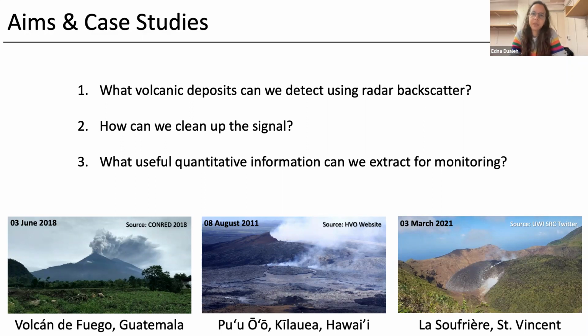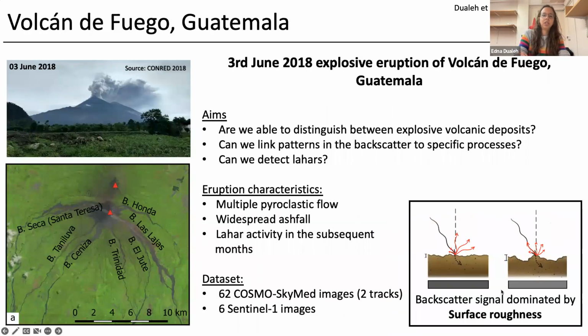So I'm going to do this by showing you 3 different case studies of 3 very different types of eruptions. The first one is the explosive eruption at Volcán de Fuego in Guatemala in 2018. The second one will be the 2010 to 2013 effusive eruptions at Pu'u Ō'ō crater in Hawaii. And the last one is the 2021 dome growth at La Soufrière St. Vincent. All right, so starting off, I'm going to talk about the explosive eruption at Fuego in 2018.